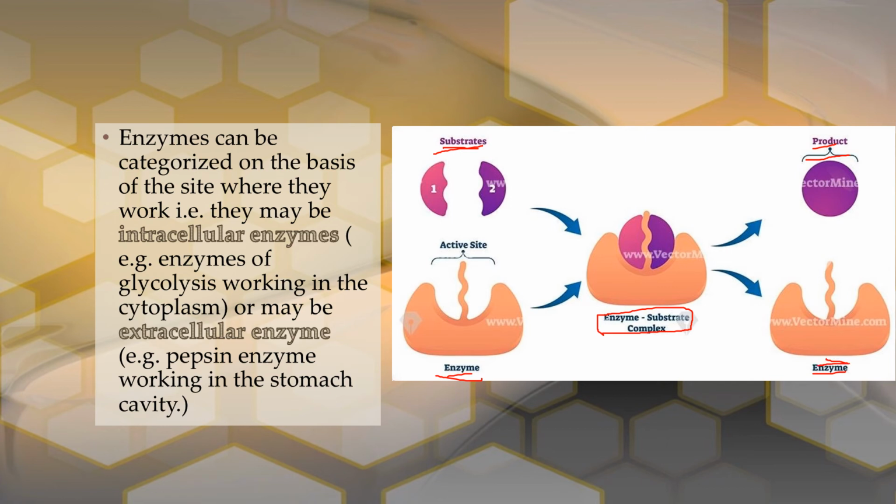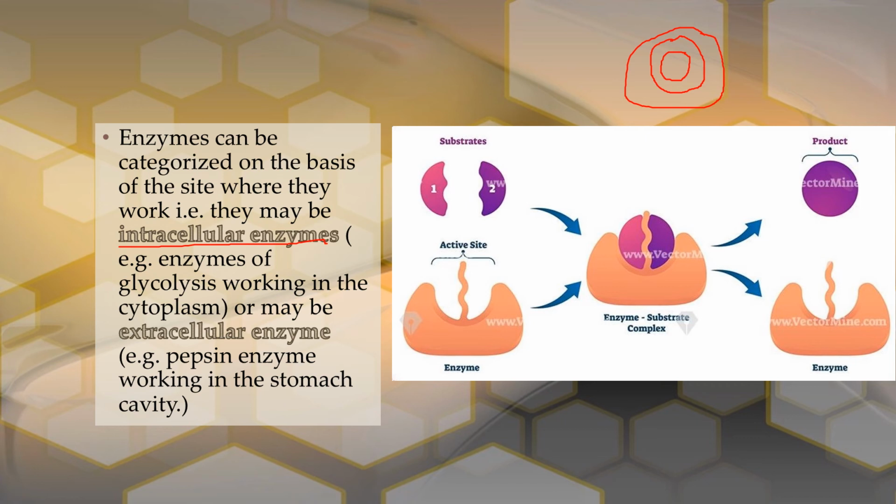It also matters where the enzymes work. They may be intracellular enzymes or extracellular enzymes. The question is the difference between intracellular and extracellular enzymes. For example, the enzymes of glycolysis work in the cytoplasm. The enzymes that work in the cell, in the cytoplasm, this is the nucleus, and the enzymes that work in this part are called intracellular enzymes.